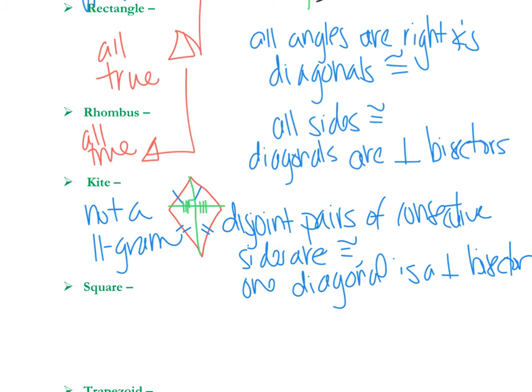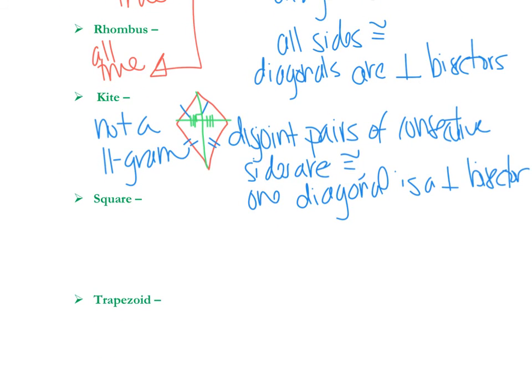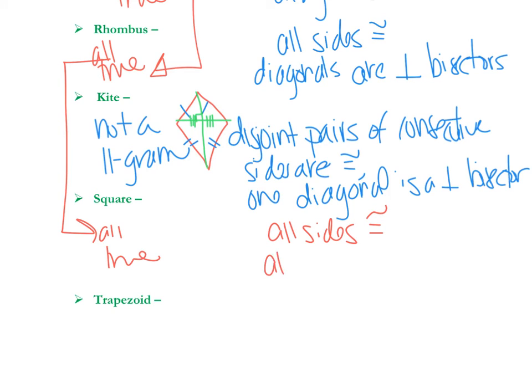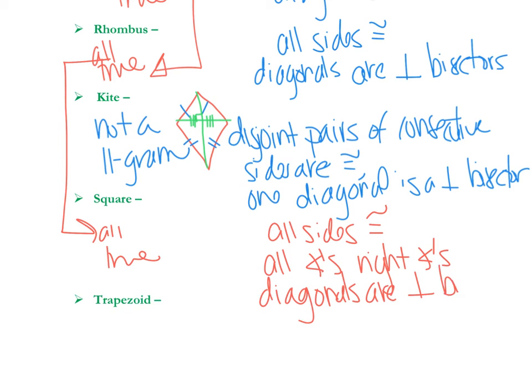All right, moving on to a square. A square, all true, so opposite sides parallel, opposite sides congruent, opposite angles congruent, and all sides congruent, all angles right angles, and diagonals are perpendicular bisectors.